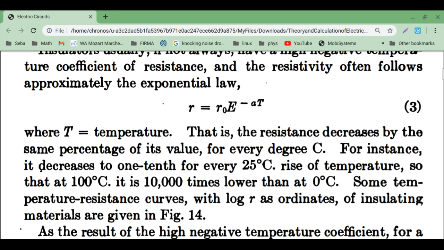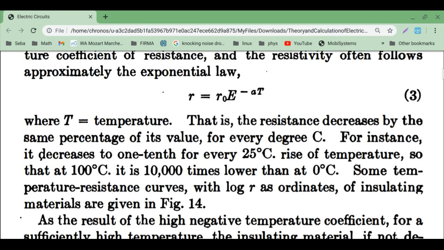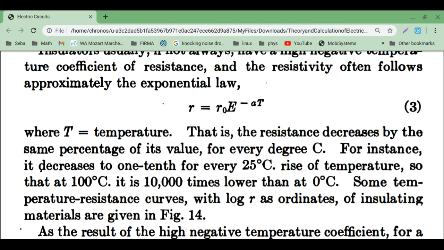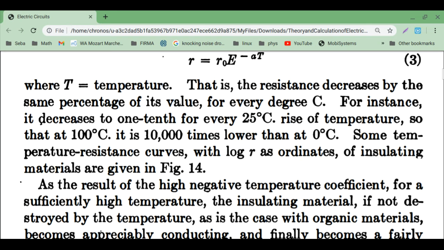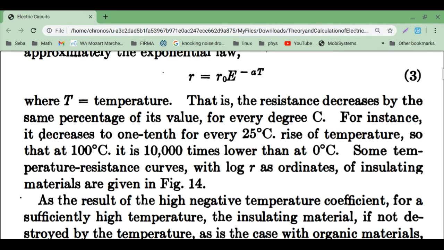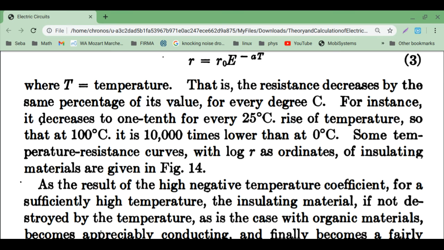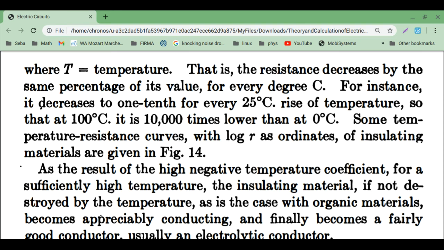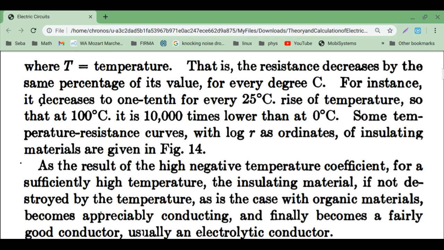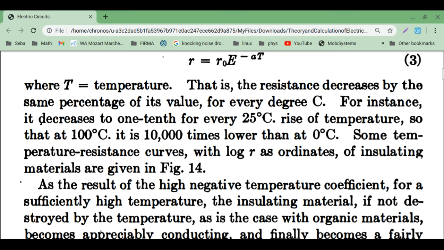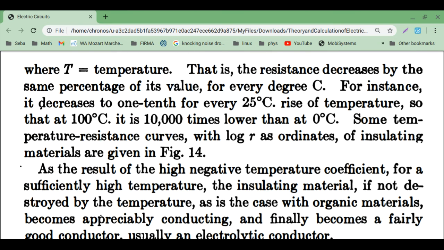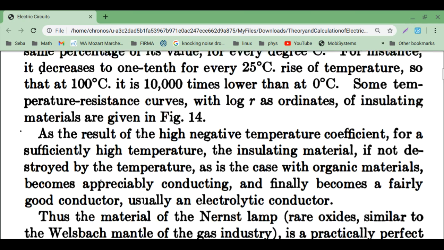and the resistivity often follows approximately the exponential law R = R0 e^(-aT), where T is temperature. That is, the resistance decreases by the same percentage of its value for every degree. For instance, it decreases to 1/10 for every 25 degrees Celsius rise of temperature, so that at 100 it is 10,000 times lower than at 0 centigrade. Some temperature-resistance curves, with log R as ordinates, for insulating materials are given in Figure 14.